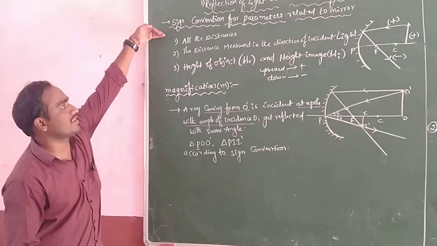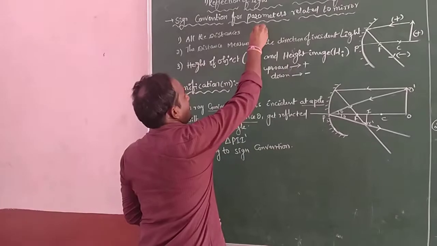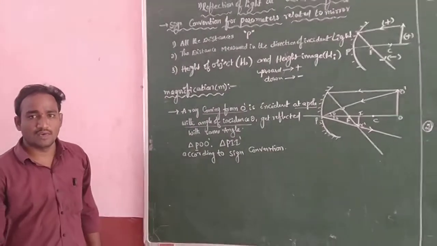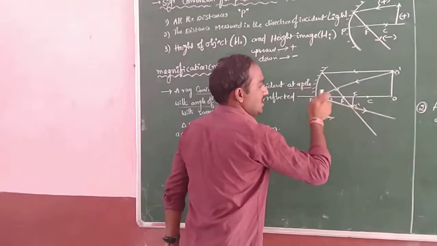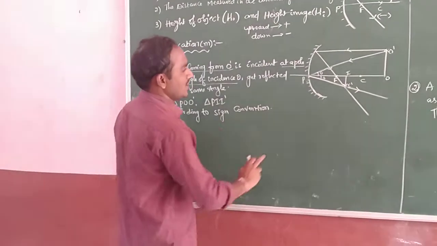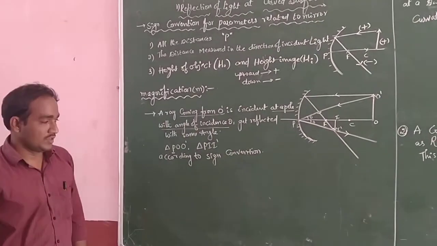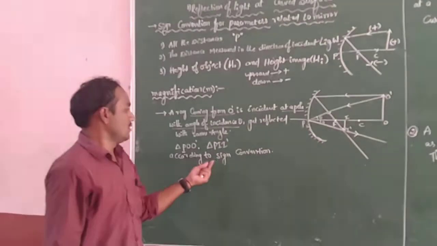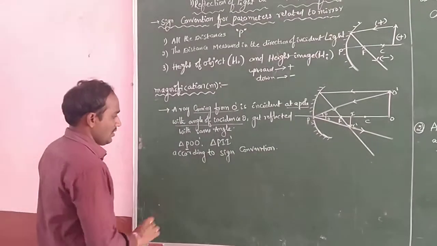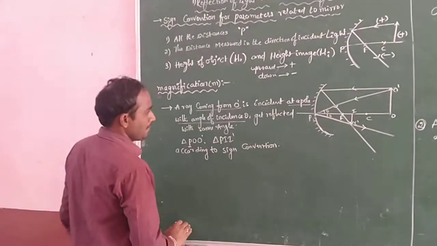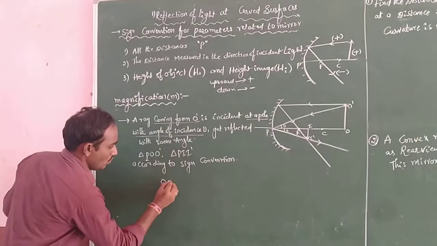Why do we write P here? According to the sign convention, first, all the distances are measured from the pole P. That's why we take P. PO dash is one right angle triangle, and another is PI dash. So here, according to the sign convention rules, we apply them. First, the object is here, O dash.